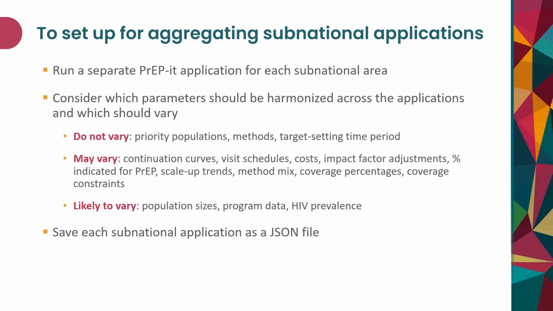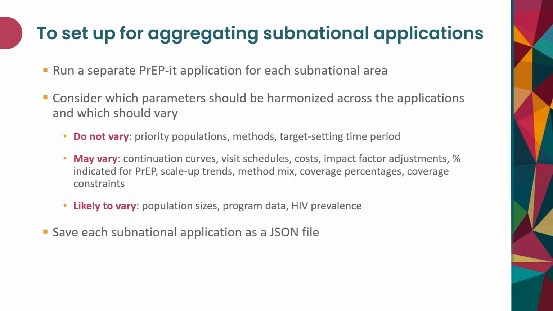The other approach is to set targets at the subnational level and then aggregate them. To do this, you must run a separate PrEPIT application for each subnational area. Given all the different inputs into PrEPIT, you need to consider which parameters should be harmonized across all applications and which can vary. In order for PrEPIT to be able to adequately aggregate, 3 parameters need to be the same in each application.